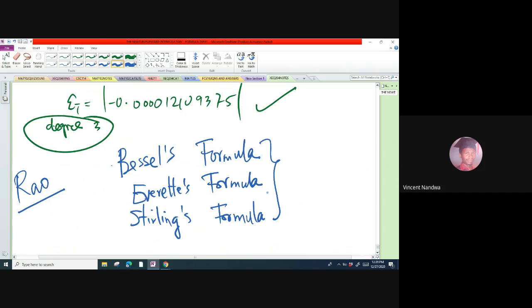See how these formulas are applied. They are applied when you want to approximate a value which is at the middle of the difference table. That is when these formulas become very useful. But when the value you want to approximate is near the bottom, then you use the Newton backward difference formula. When it is near the beginning of the table, then you use the Newton forward difference formula.